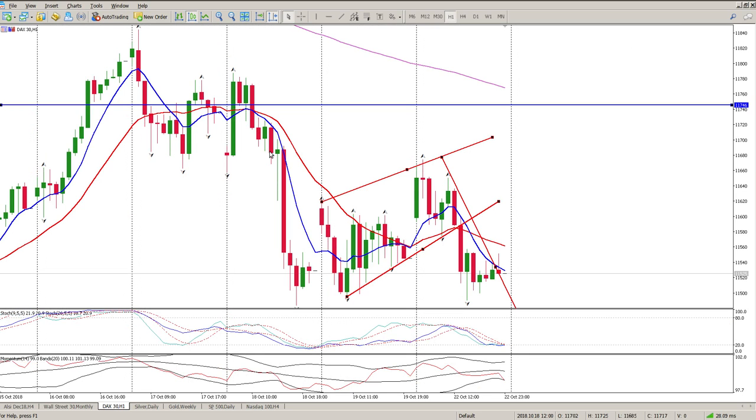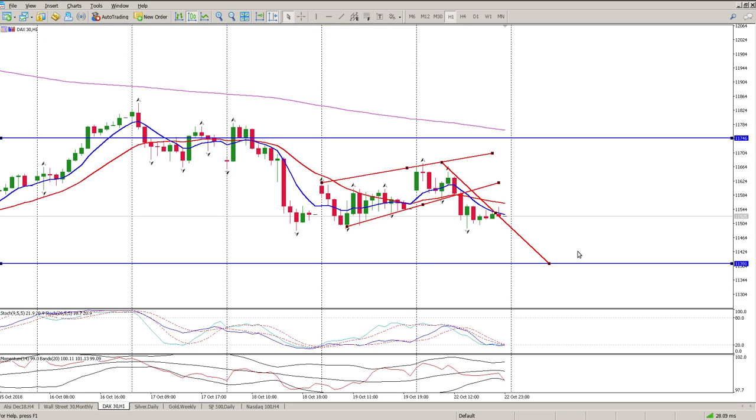So in other words, this move down consolidates, and we need another measured move down, which takes us to here. Okay, so that's 11,391. And if I look at the futures market at the moment, we are on 11,400. So we're pretty close to it right now.